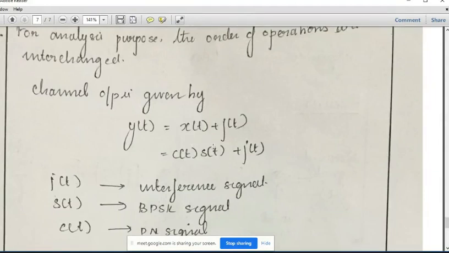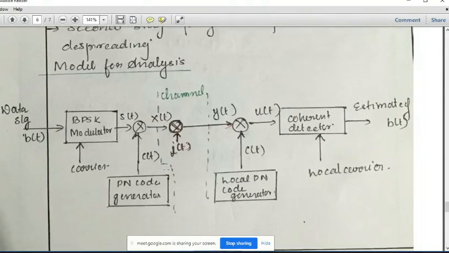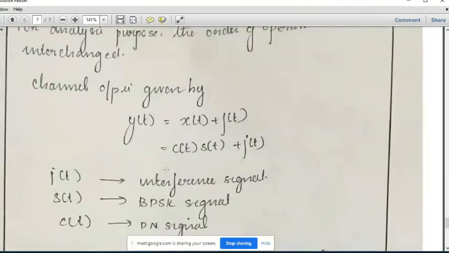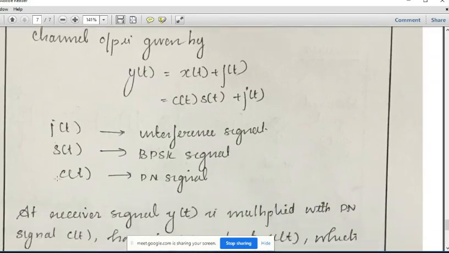X of T, we know, is nothing but S of T into C of T. So X of T is the product modulator output. So we are substituting the value for this X of T. X of T is nothing but S of T into C of T, plus J of T. J of T is an interference. Here we can see J of T is the interference signal, S of T is the BPSK signal, C of T is the PN signal.